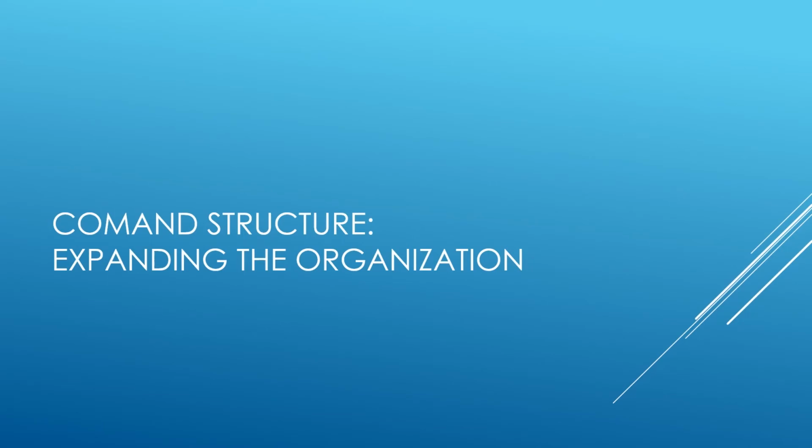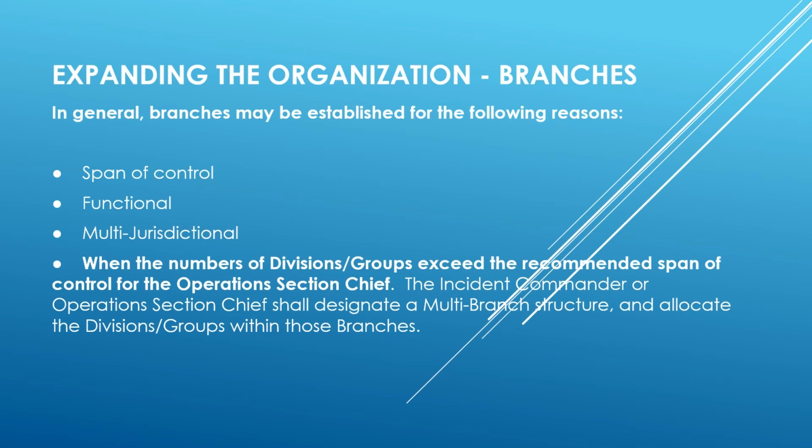So, expanding the organization. In general, branches can be established for the following reasons. If we get outside of our span of control, we need to start building branches where we have groups and divisions inside of those branches. They can also be designed for functional reasons, and for multi-jurisdictional purposes. When the number of divisions and groups exceeds the recommended span of control for the operations section chief, the incident commander or operations section chief shall designate a multi-branch structure to allocate the divisions and groups within the branches.